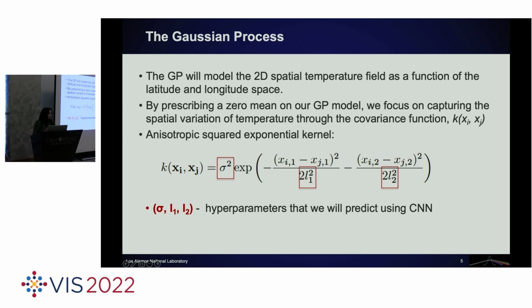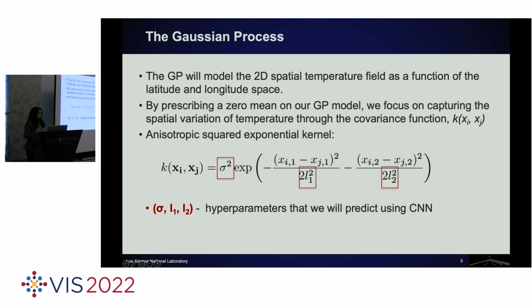And so by prescribing a zero mean in our Gaussian process model, we focus on capturing the spatial variation of the temperature field through the covariance function. And we did that by understanding the anisotropic squared exponential kernel, which is the function that I've shown there. There's three main parameters here that we care about: the sigma, the L1, and the L2 parameters. And this set of parameters forms the set of hyperparameters that we want to predict using our neural network.